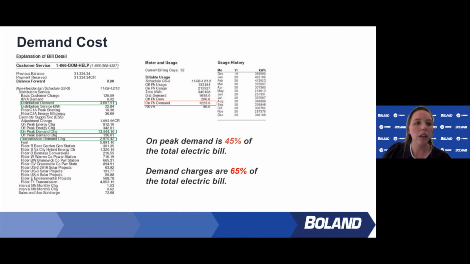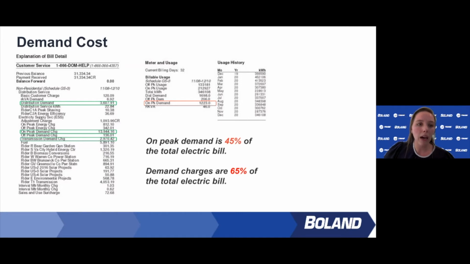So just real quick, let's dig into demand costs a little bit. I mentioned Virginia especially, you have some significant demand charges compared to DC and Maryland. This is kind of an eye chart, but I just want to highlight there are different demand charges on this bill. The green lines highlight the three charges: distribution demand charge, on-peak demand charge, and transmission demand charge. The total of these three demand charges are 65% of your total electric bill, while just the on-peak demand charge is 45% of your electric bill.